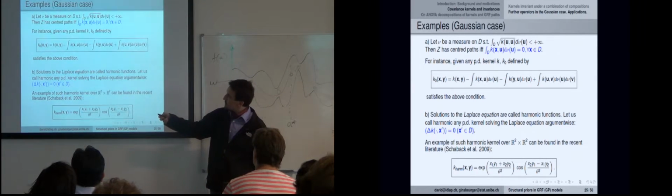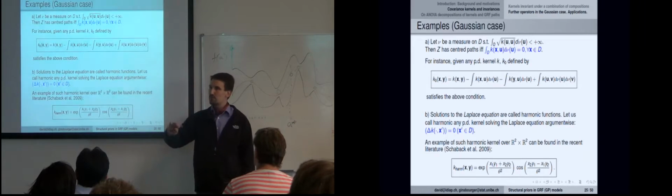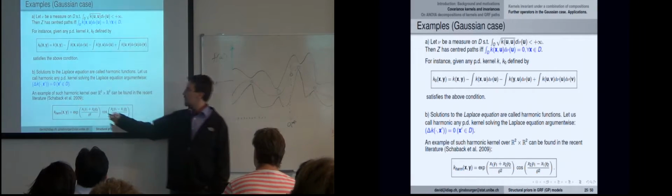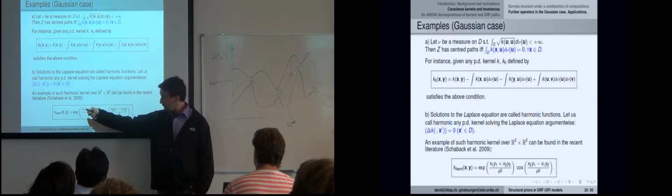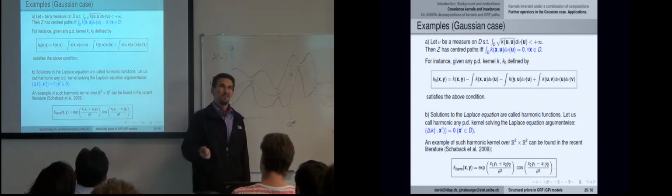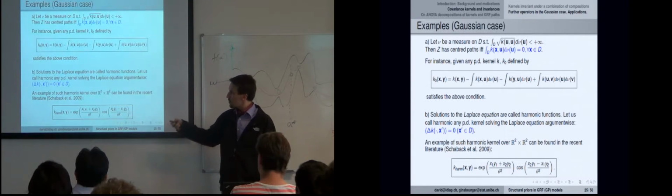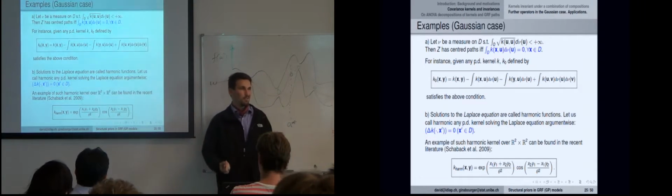Second example is the Laplace equation. You know that a function for which the Laplace operator, I mean, delta of f, is equal to zero is called harmonic. Then if you consider a kernel for which, for any value of the second argument, the Laplacian of the kernel as a function of the first argument is equal to zero, your paths will be harmonic. So for instance, if you take these kernels, which were used in a deterministic setup by Schaback in 2009, which have the property of being argument-wise harmonic, then all your paths will be harmonic.